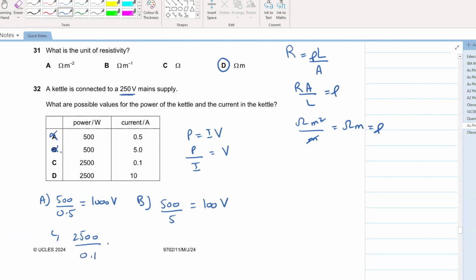2500 divided by 0.1. This will give you an answer of what? 25,000 volts. This is also not my answer. Let's try out option D. 2500 divided by 10. This gives you an answer of what? 250 volts. D is your answer. Simple as that. Nothing complicated.